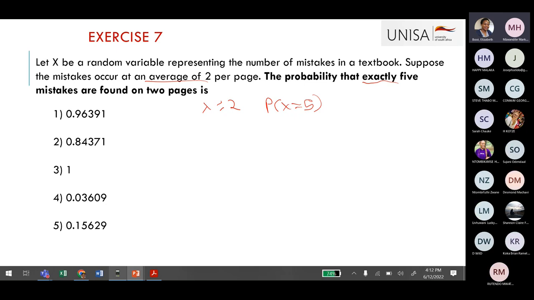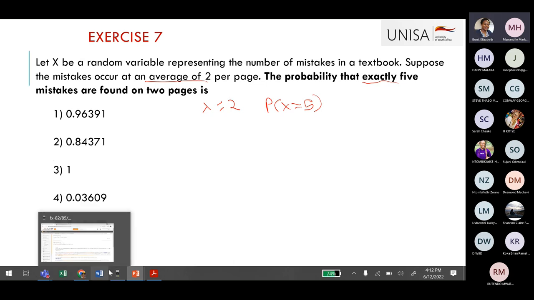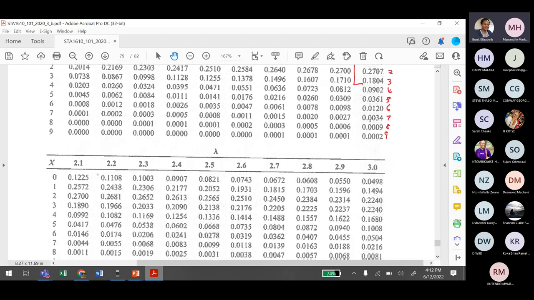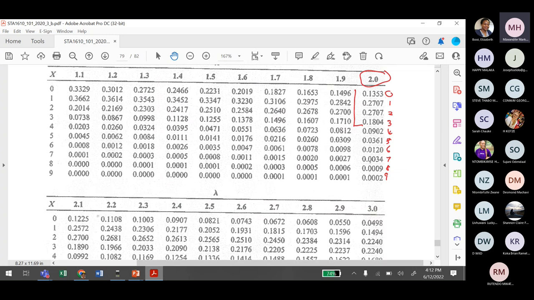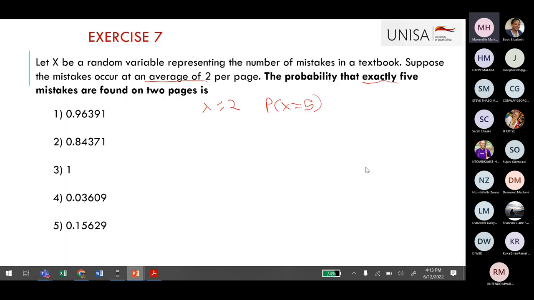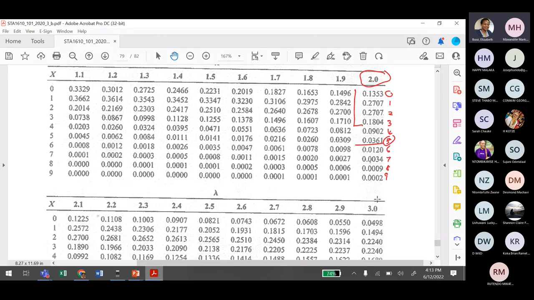Okay. All right. So our lambda is 2 and x is 5. Let's go to the table. It should be easy and quick to answer. Lambda is 2, x is 5. The answer is 0.0361. It's option 4, because my values here are in 5 decimals, but if you round it off, it will be 0.0361, the same as what we got from the table.